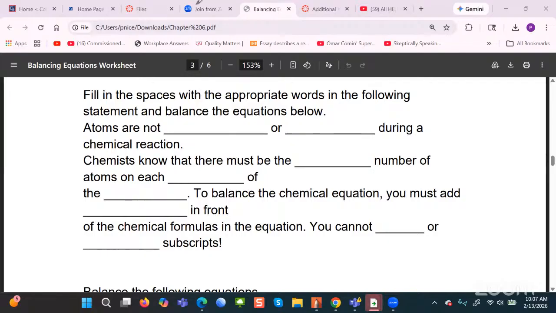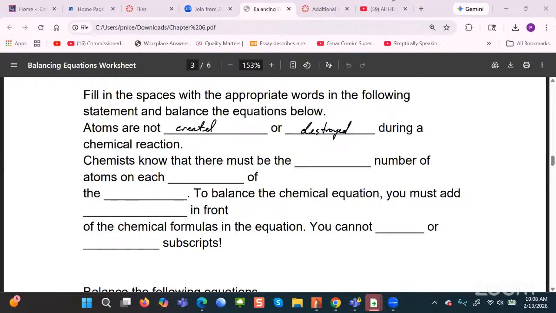Okay, let's see. Somebody said two persons. Created or destroyed. Exactly. So created or destroyed during a chemical reaction. Okay. So far, so good. Then the next sentence says, chemists know that there must be the blank number of atoms in each of the blank. So let's hear what you have to say about that.